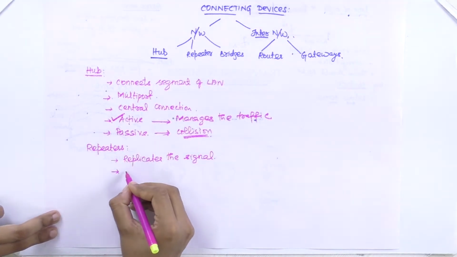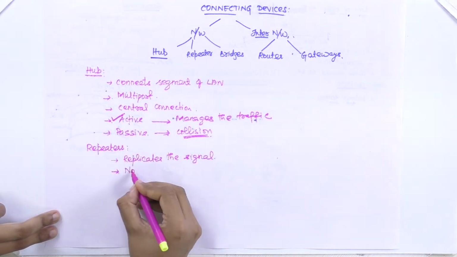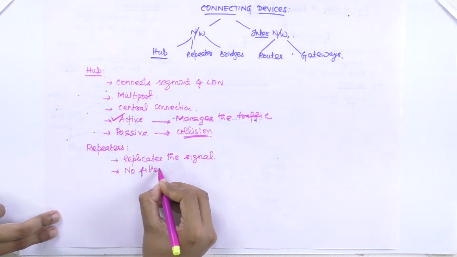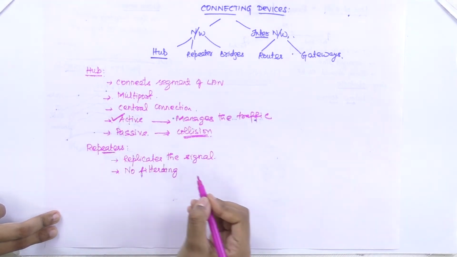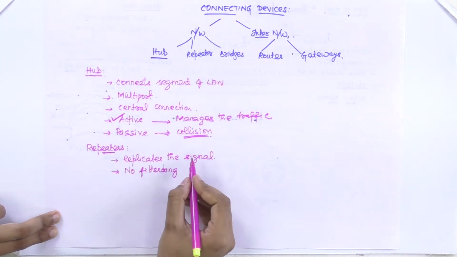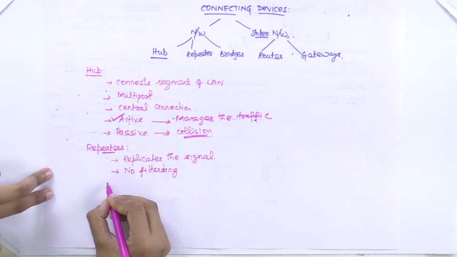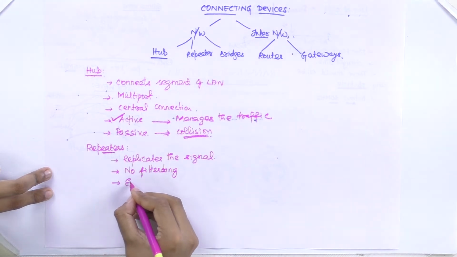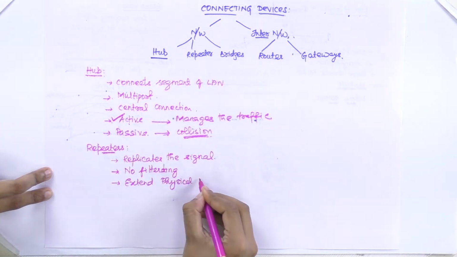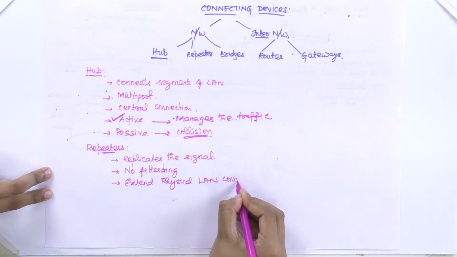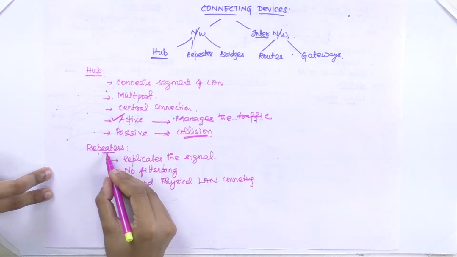Next, like a hub, it doesn't have filtering capacity. So it accepts all the data packets going through the port of the repeaters. You can also extend the physical LAN connectivity through the repeaters. If you want to extend your physical connection, you can make use of the repeaters.